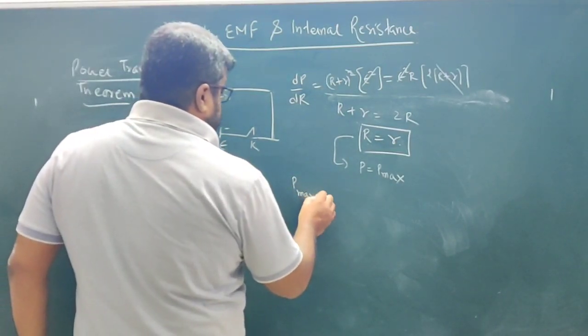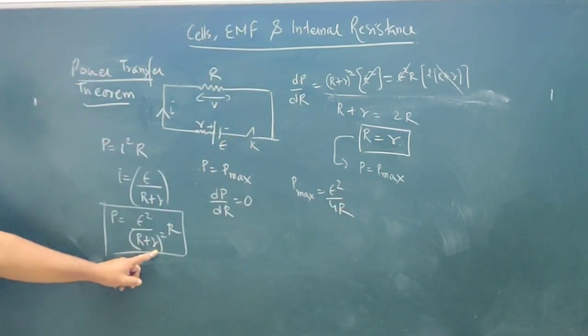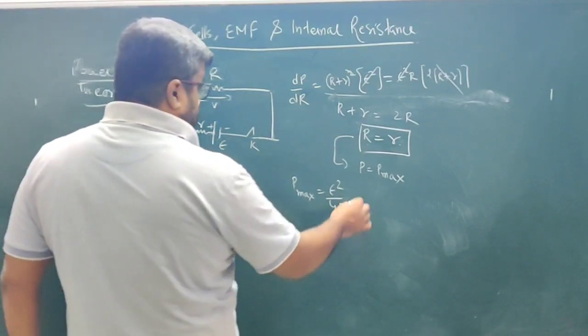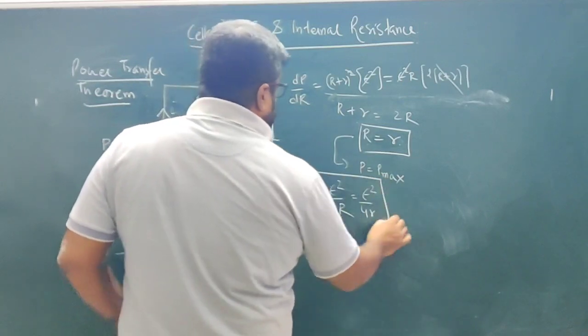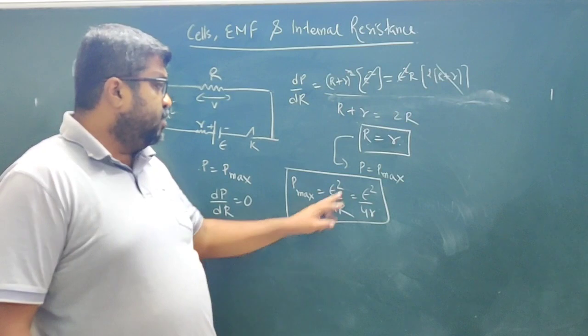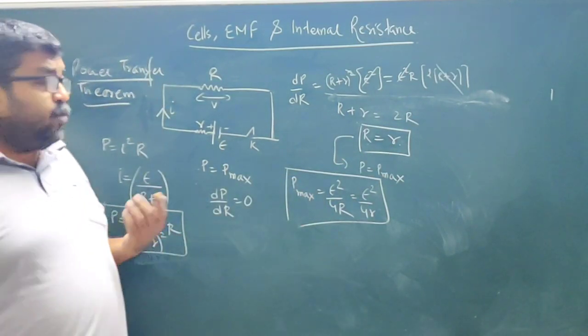P max is equal to, I get E square by 4R, R plus R, 2R square, 1 gets cancelled. So 4R, okay, or this is equal to E square by 4R, because capital R equal to small r. Okay, so this is the condition for maximum power, and this is the expression for maximum power. So this is quite interesting.